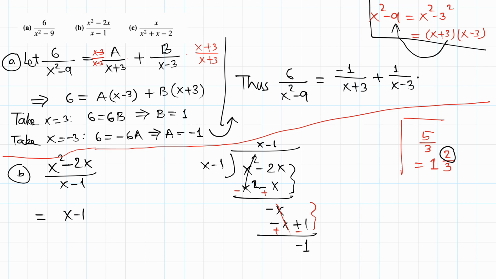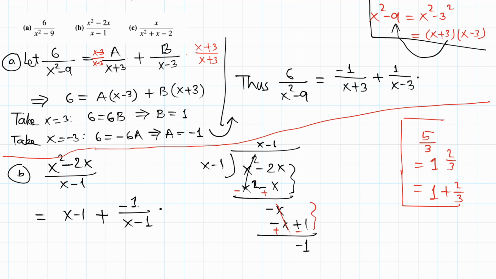By the way, let me write this in another form. So we know that this is 1 and 2/3. This can be written as 1 plus 2/3 as well. These are the same. So we're going to go that route because we are supposed to write it as a sum or difference of fractions. So x minus 1, that's the quotient, plus the remainder, -1, over the divisor, x minus 1. Okay, so this complex fraction is now a sum or difference of 3 different terms.